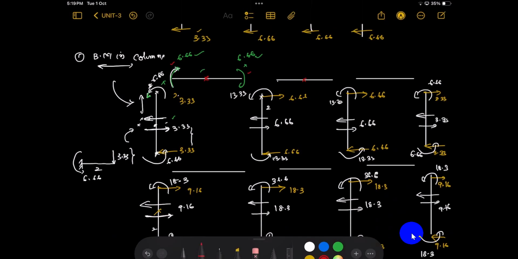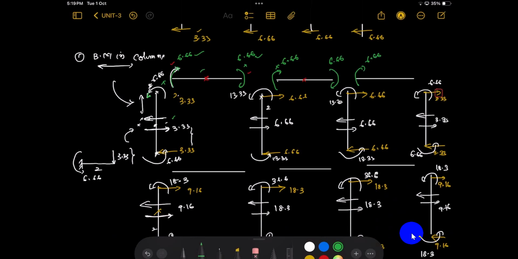Okay, now the working. What is the moment here? Again equilibrium. This is 6.66 clockwise and 13.33 anti-clockwise, so we maintain joint equilibrium. How much is it? Again it is clockwise 6.66. Again, what is here?